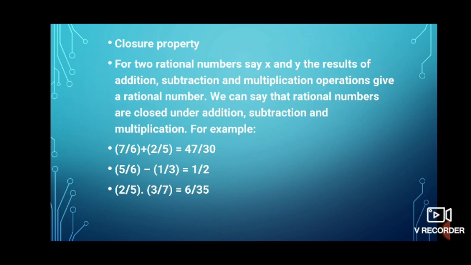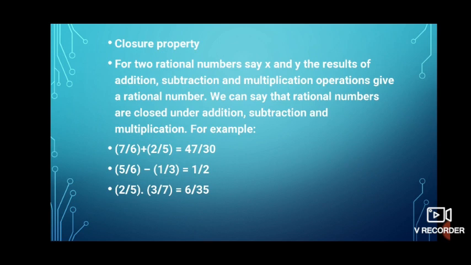If we add two rational numbers, we get a rational number. So addition satisfies the closure property. If we take subtraction also, children, any two rational numbers, if you subtract, you will get another rational number. Here is a small example, 5 by 6 minus 1 by 3. If we do it step by step, we will get 1 by 2, which is a rational number.